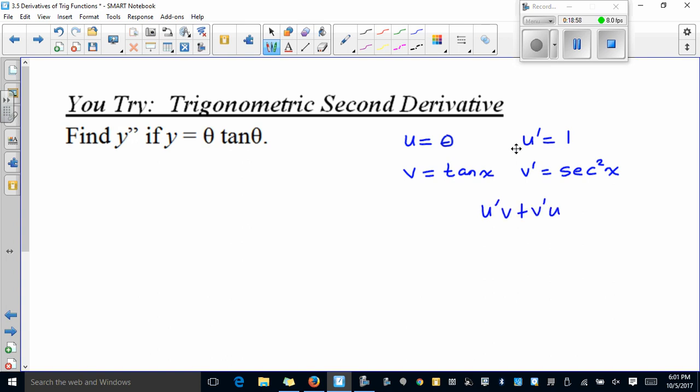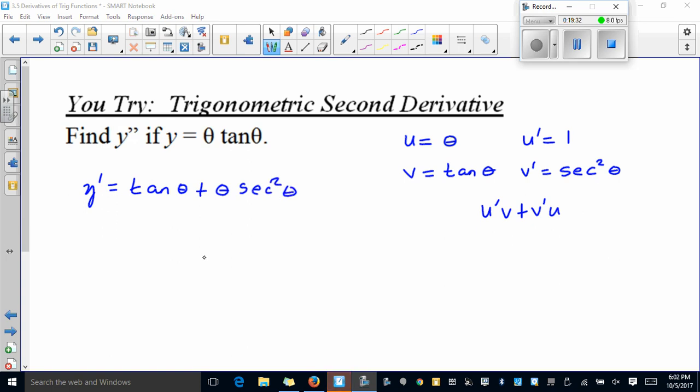So go this way, y prime is going to be tangent of x plus, and multiplied this way, you get theta. Oh, I guess I need to stick with theta on these. Okay, I'm going to pause for a minute. I'm going to let you know that old habits die hard. Okay, tangent of theta plus, multiply this way, we get theta secant squared of theta.